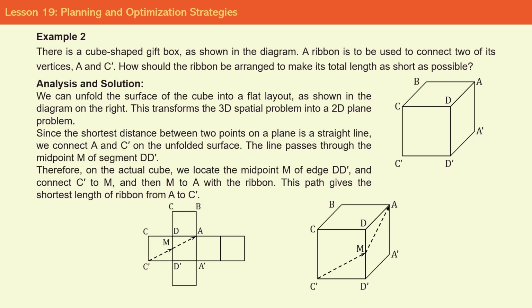We can unfold the surface of the cube into a flat layout, as shown in the diagram on the right. This transforms the 3D spatial problem into a 2D plane problem. Since the shortest distance between 2 points on a plane is a straight line, we connect A and C' on the unfolded surface. The line passes through the midpoint M of segment DD'. Therefore, on the actual cube, we locate the midpoint M of edge DD', and connect C' to M, and then M to A with the ribbon. This path gives the shortest length of ribbon from A to C'.